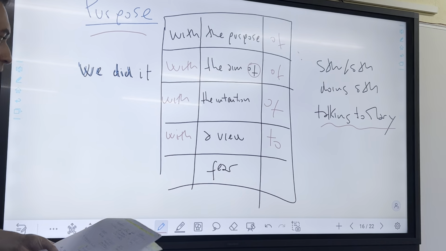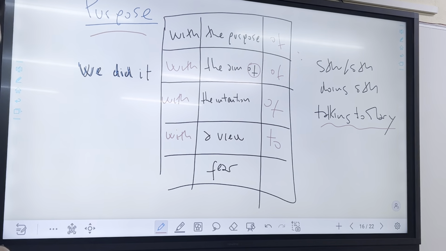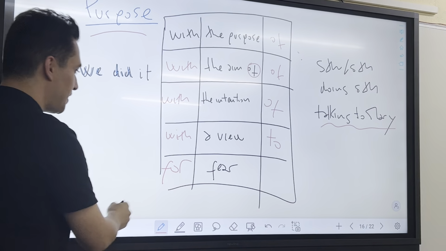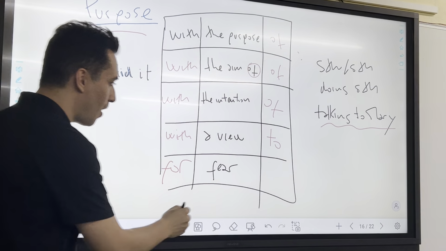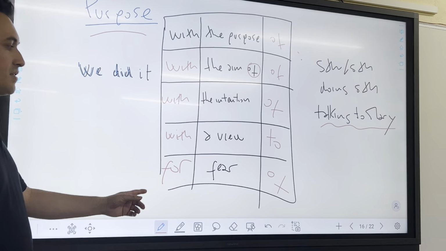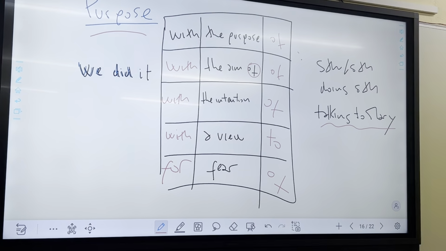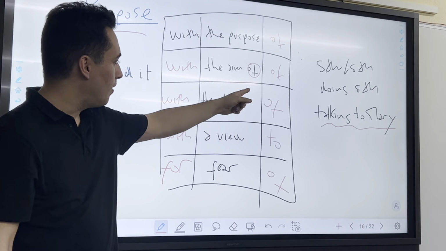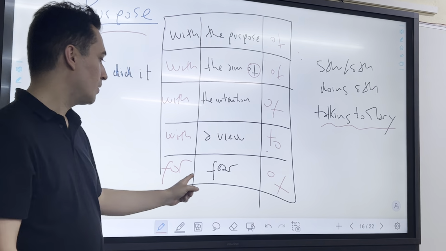Why did you do that? We did it for fear of talking to Mary. For fear of. Remember this pattern, for fear of, yeah? For fear of talking to Mary. Remember these patterns, yeah? With the purpose of, with the aim of, with the intention of, with a view to, for fear of.